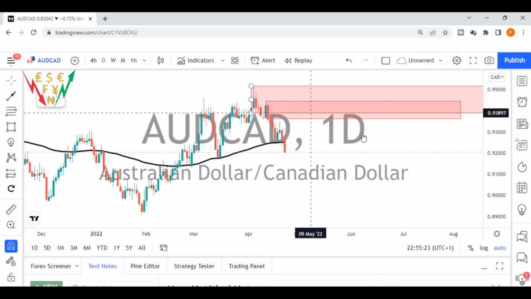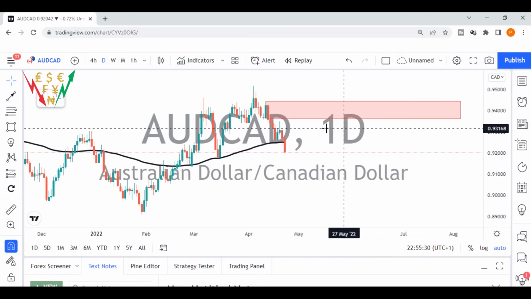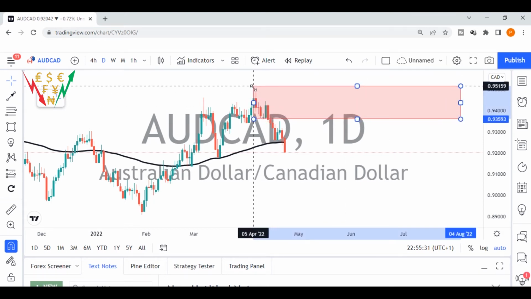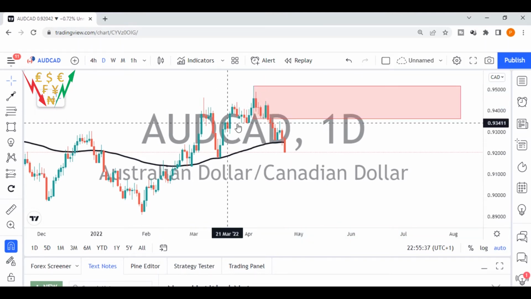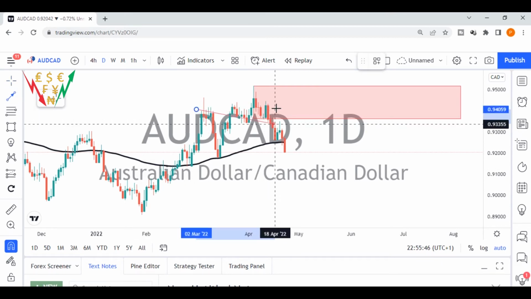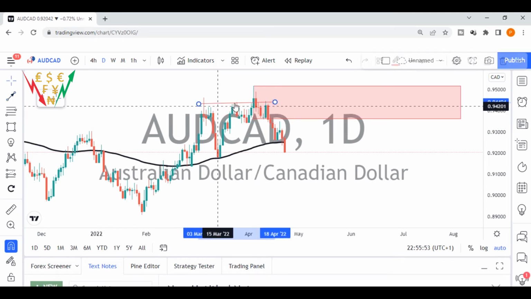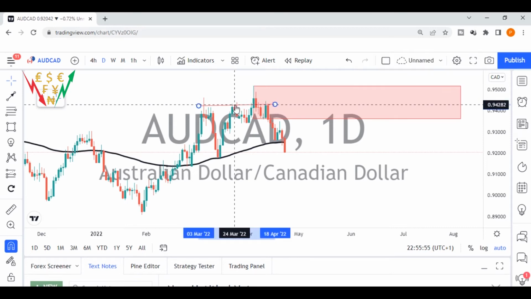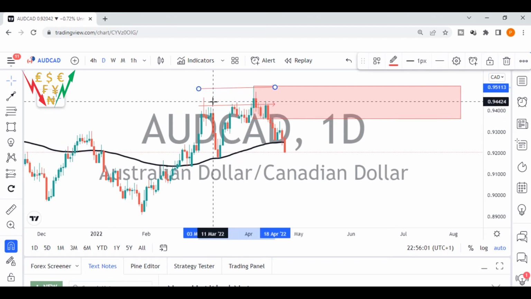So what made this supply zone to be valid is very much basic, right? What made the supply zone to be valid? What we can see here clearly, guys, is this level here. First off, there was this very obvious resistance level right here, a retail resistance level, right, that was taken off. There was this retail resistance level that was taken off at this point, right?